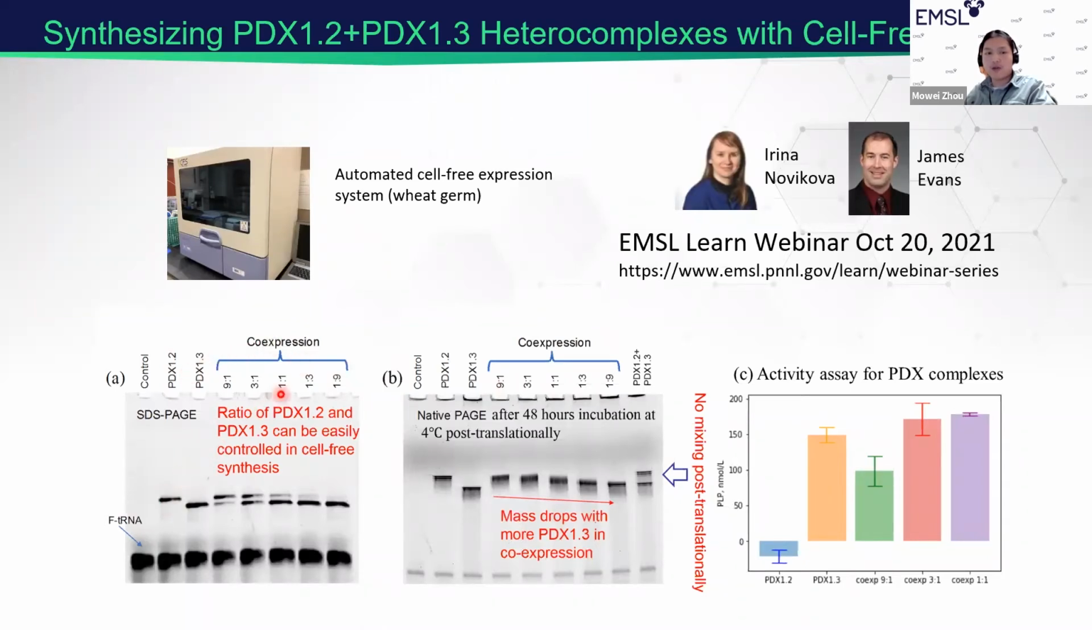And we can also use the cell-free expression and mix the DNA at different ratios to make different combinations of the hetero complexes. At the same time, we can easily do some activity tests to make sure that those proteins behave as they're supposed to. And you can see that the ratio of the two proteins in the co-expression can be easily tuned.